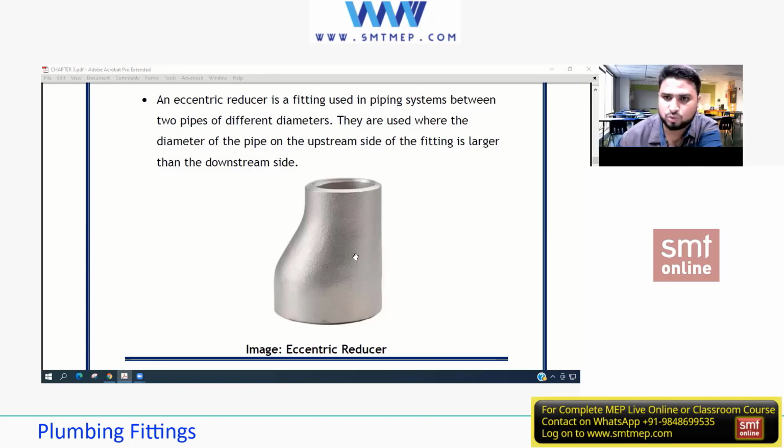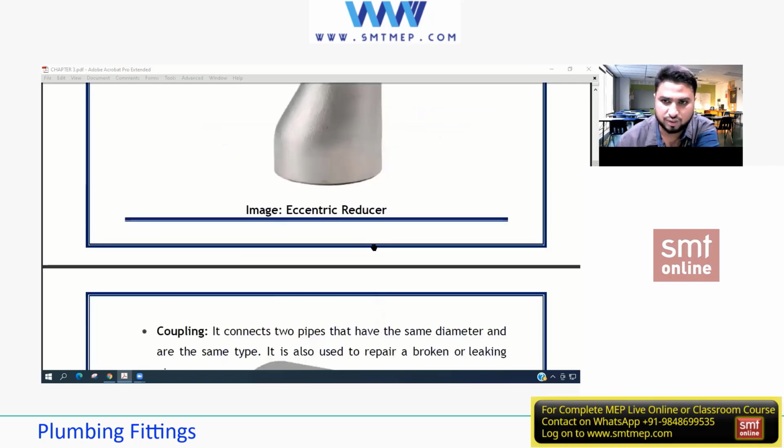Okay, now let's move on with the next thing. This is an eccentric reducer and that is a concentric reducer. But the main aim of a reducer is just to connect two different diameters, or wherever a shift in diameter is needed, we'll be having one reducer over there.